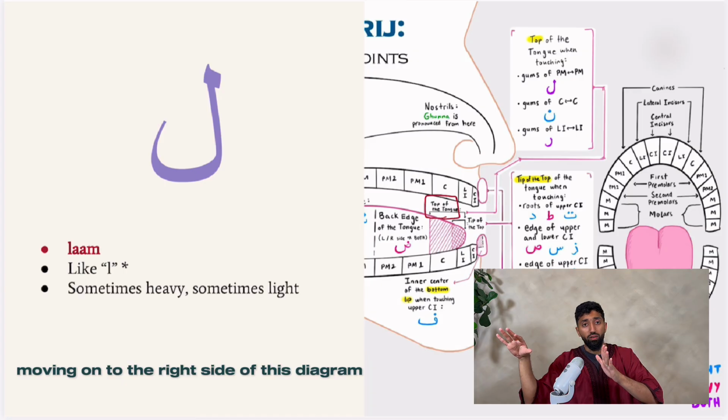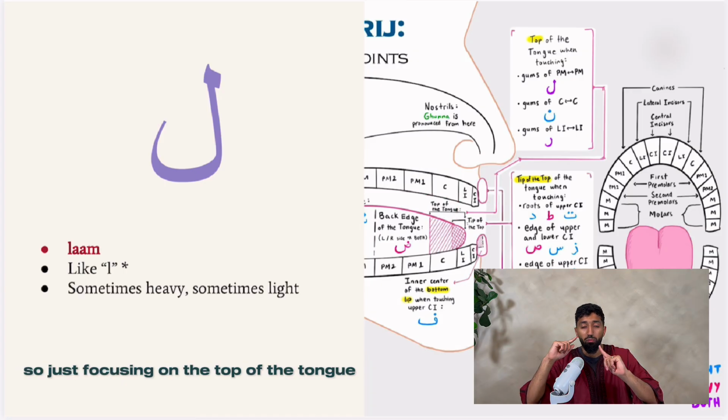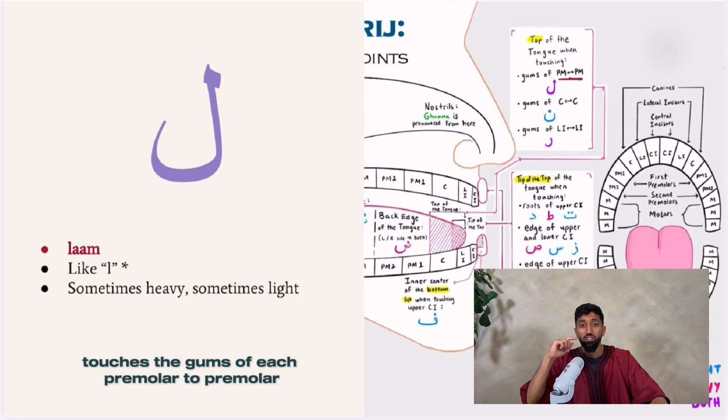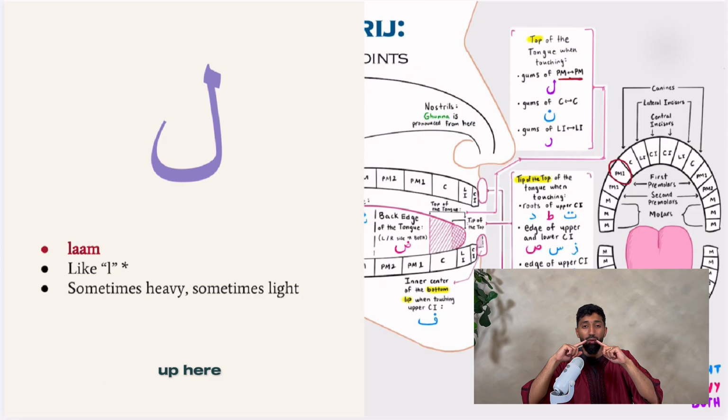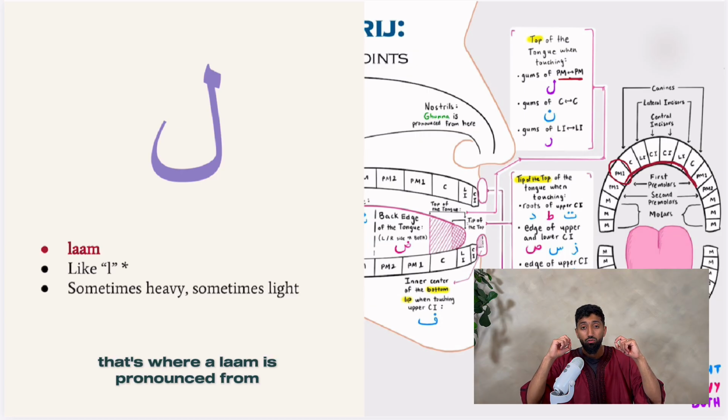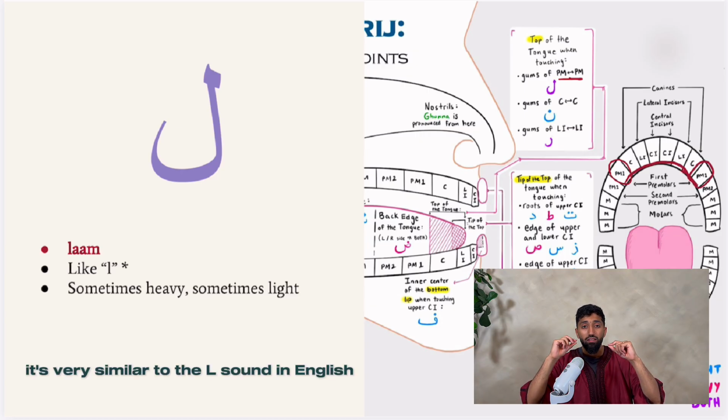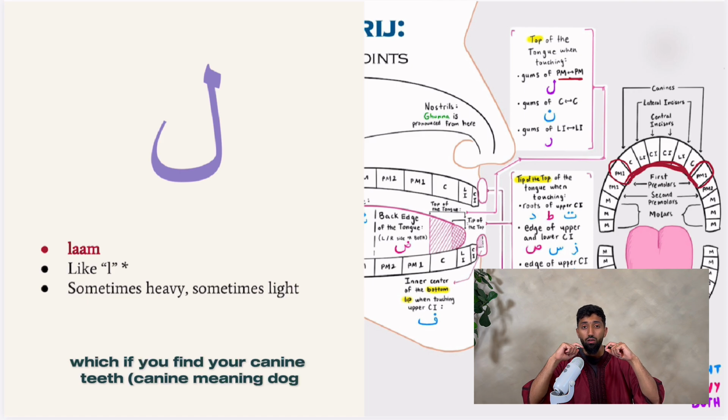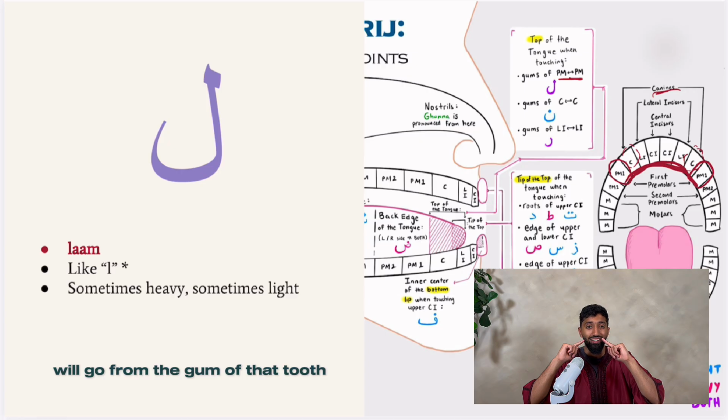Moving on to the right side of this diagram, so just focusing on the top of the tongue. When the top of the tongue touches the gums of each premolar to premolar up here, that's where lam is pronounced from. Lam. It's very similar to the L sound in English. You just have to make sure that the tongue is touching from the premolar to the premolar, which you can find by finding your canine teeth, canine meaning dog, named that because they are sharp teeth that kind of look like fangs. The tooth before that is the premolar. So the tongue will go from the gum of that tooth all the way to the other side.